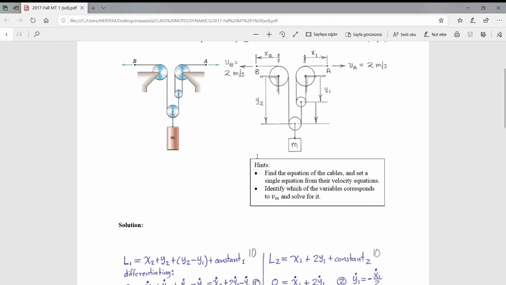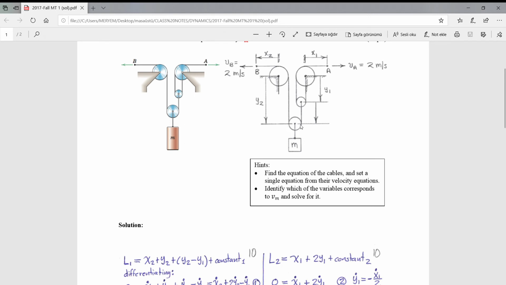L1 and L2 are so important in solving this problem, because the value L1 is the length of the rod, the distance from the beginning to the end of the rod. The length L1 starts at point B and it ends here. So let's write the length L1: x2, y2, and here y2 minus y1, and constant values.